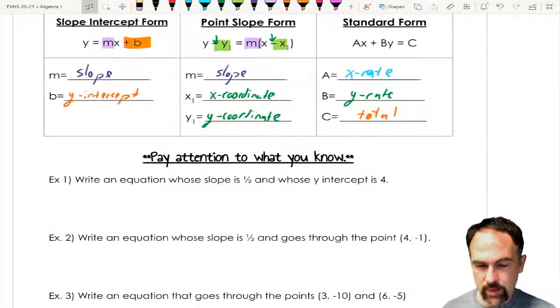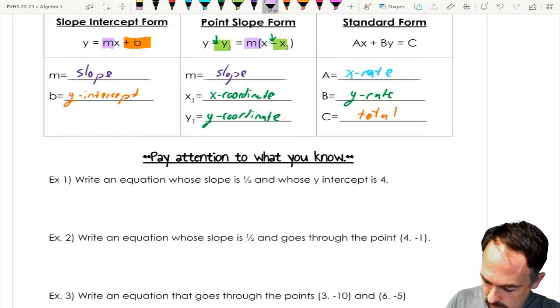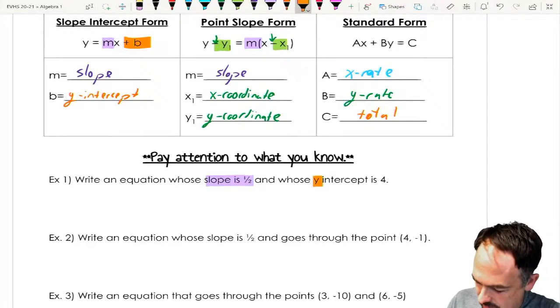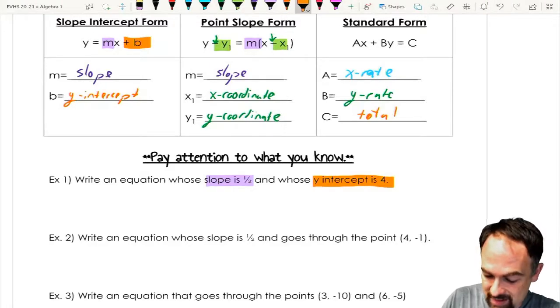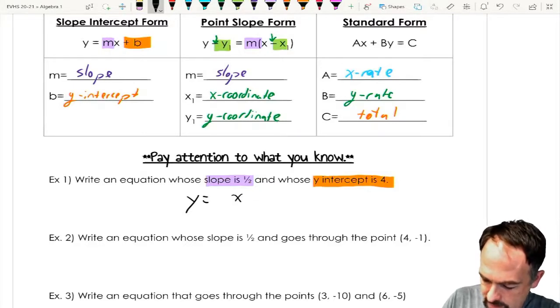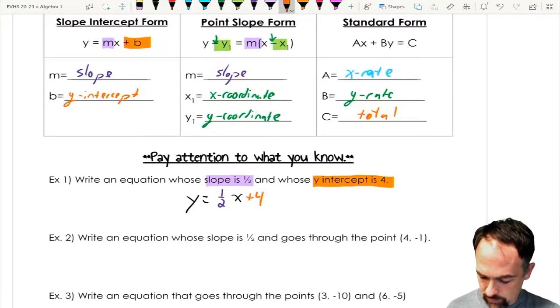So we're going to make sure we pay attention to what we have and what we know inside of the problem. So let's go ahead and look through example 1 and see what information we're given. Write an equation whose slope, I'm going to go ahead and highlight that in purple, is 1/2, and whose y-intercept is 4. Well, slope and y-intercept, that tells me I'm going to write it in slope-intercept form. y equals mx plus b. My m is 1/2, and my b is 4, so just plus 4. y equals 1/2x plus 4.